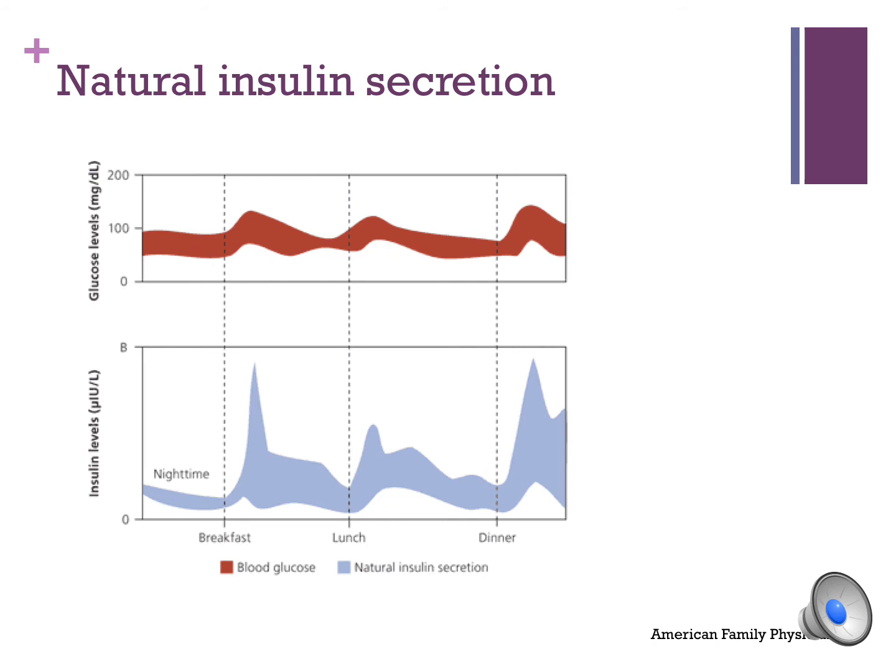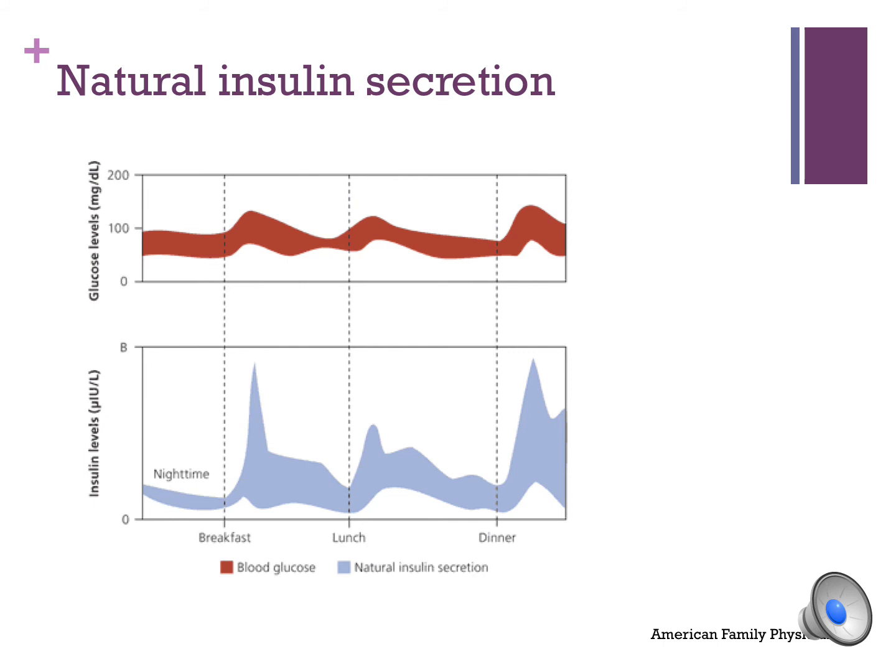So this slide shows the body's natural insulin secretion in a patient without type 1 diabetes. If we look at the blue chart, we can see that throughout the day there's always a basal level of insulin, with insulin spikes after meals to cover for meals.